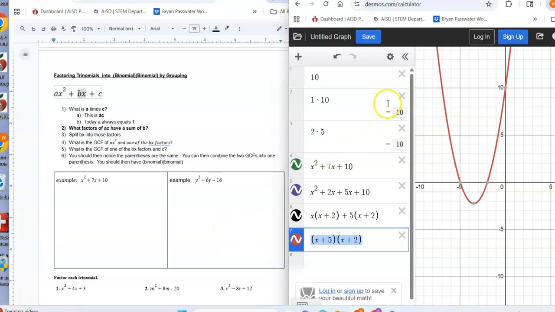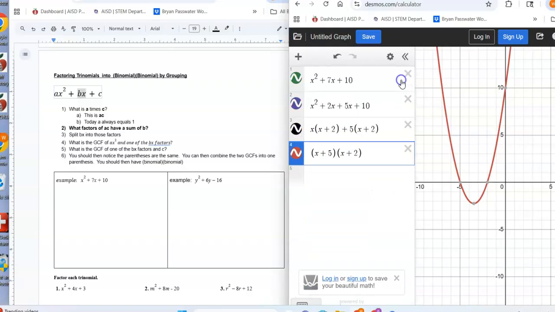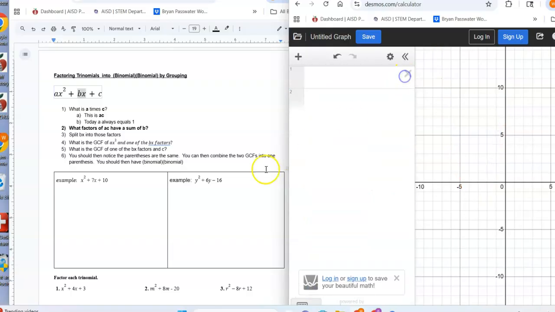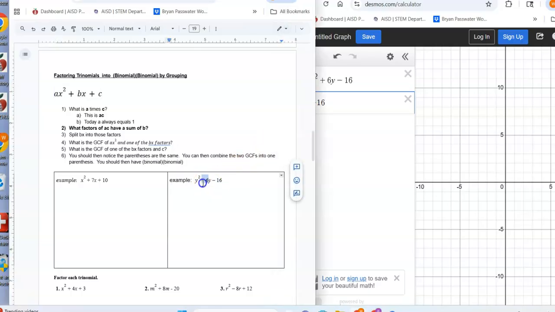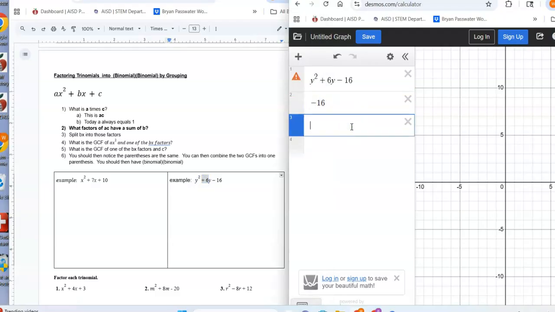Okay. Now, let's say I'm doing an example, this next one, where it says y squared plus 6y minus 16. So now I don't want the factors of a positive number. I want the factors of a negative number, because a is 1 and c is negative 16. So I want the factors of negative 16 that add up to positive 6. The middle bx number is positive 6.